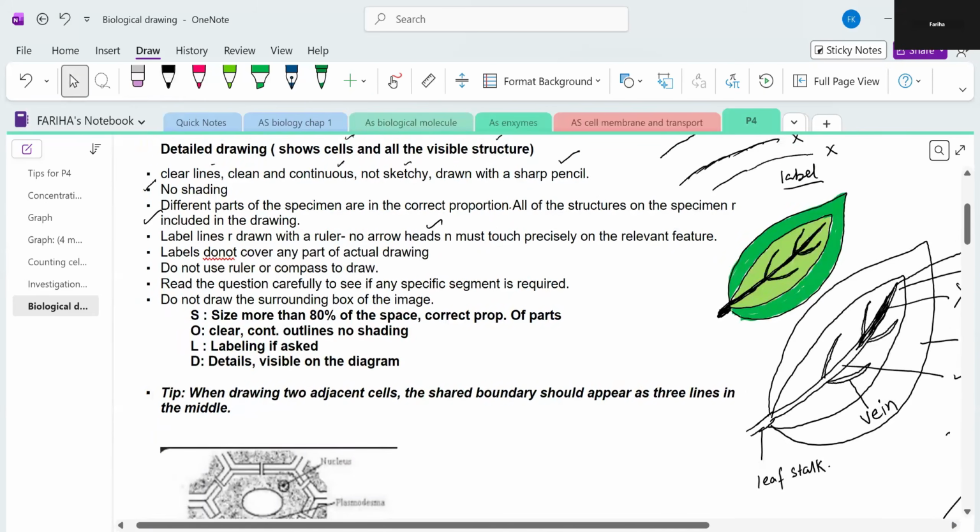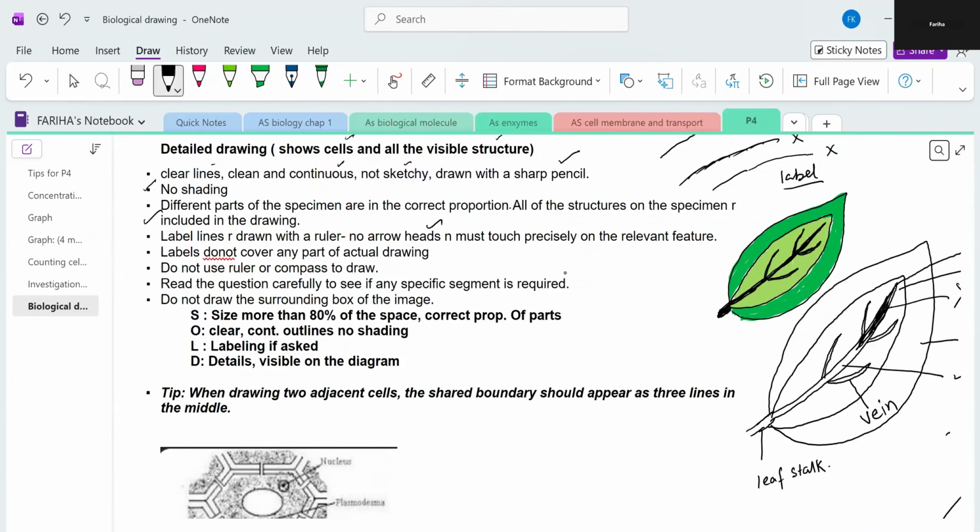Okay. Read the question carefully to see if any specific segment is required. Do not draw. What does it mean? I'm going to tell you just after a while. Okay. Do not draw the surrounding box of the image. What does it mean? I'm going to explain it later in a short while.